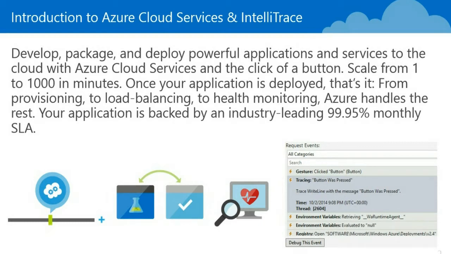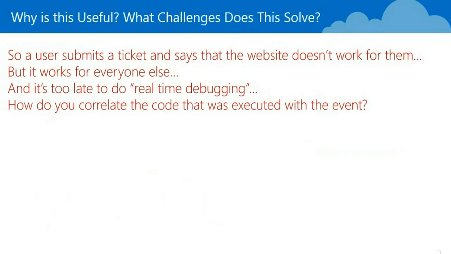IntelliTrace, for those of you who don't know, is Microsoft's Visual Studio historical debugging tool. It's a feature found within Visual Studio Ultimate, and the combination of Azure Cloud Services with IntelliTrace is really the holy grail of application development. As a developer, we want to be focusing on writing code, not debugging problems if or when they occur. And when they do occur, we want to be able to resolve them as quickly as possible. That's what I'm going to show you.